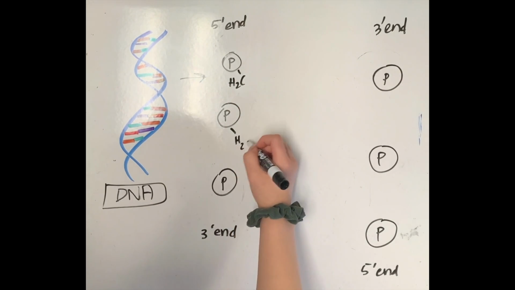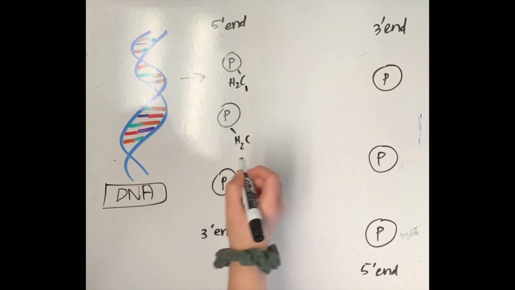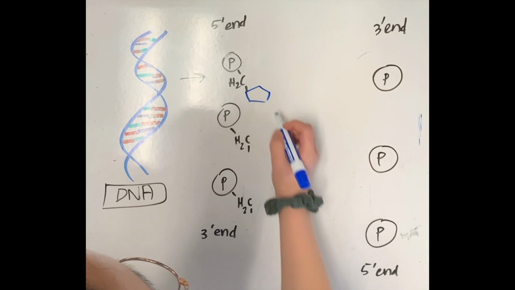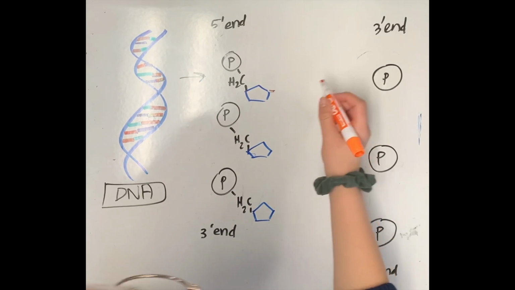The two strands are anti-parallel, which means that one goes from 5' to 3' and the other 3' to 5'. The deoxyribose sugars are represented by pentagons because deoxyribose is a 5-carbon sugar.